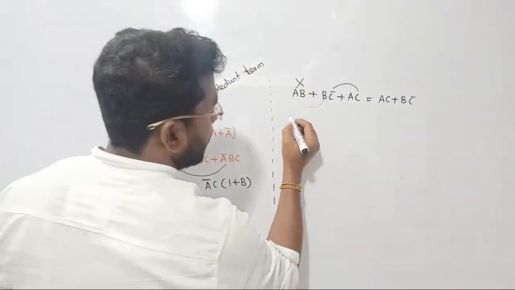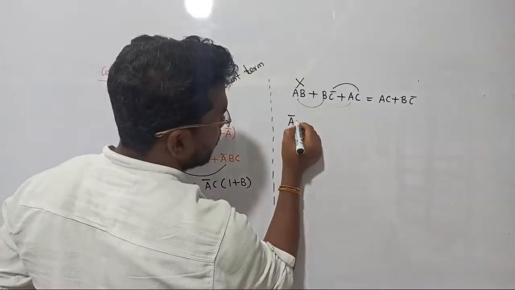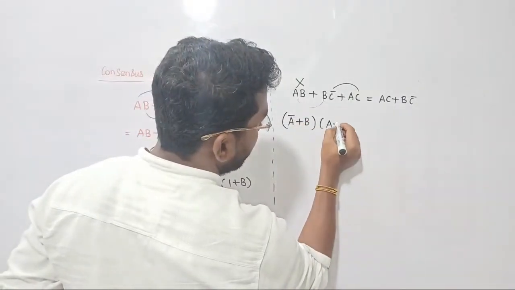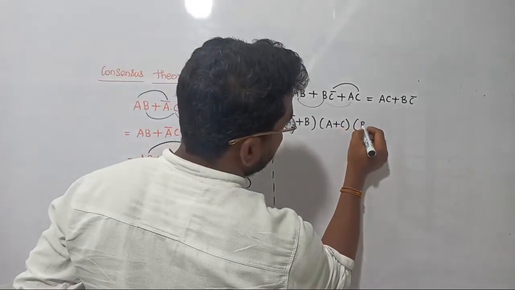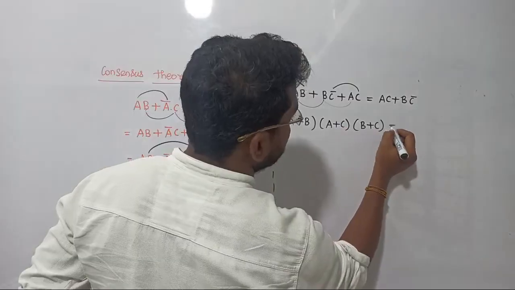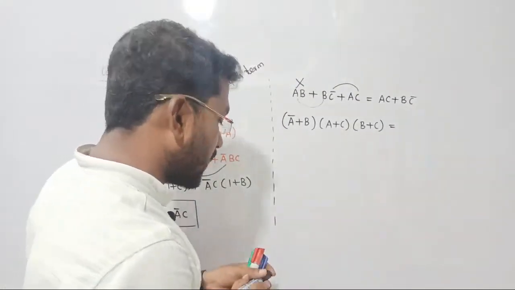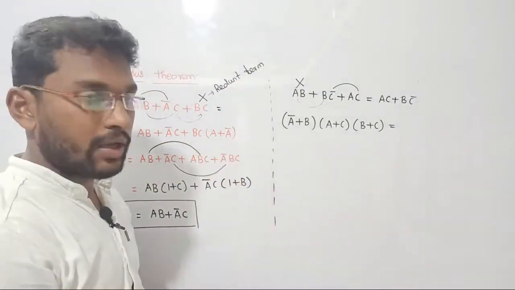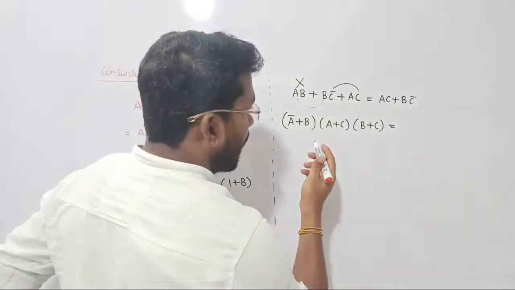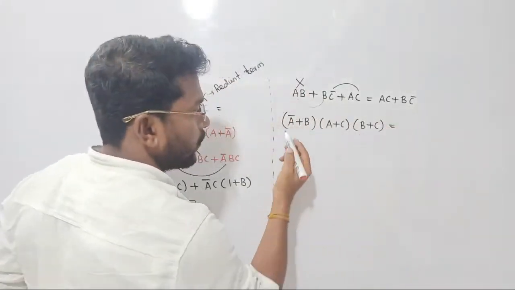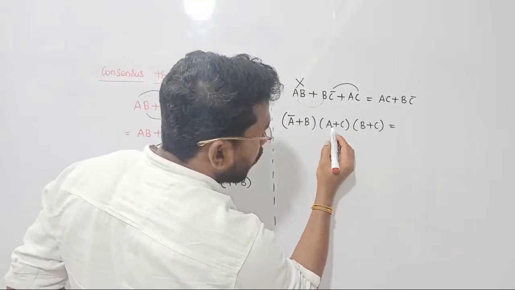Clear? And similarly, suppose I have an expression like this: A bar plus B, A plus C, B plus C, which is equal to what? Notice these things carefully. Once again, in the given expression, we have three variables. And the second thing is, though I have three variables, if I notice this expression carefully, I have A bar plus B, I have A plus B.